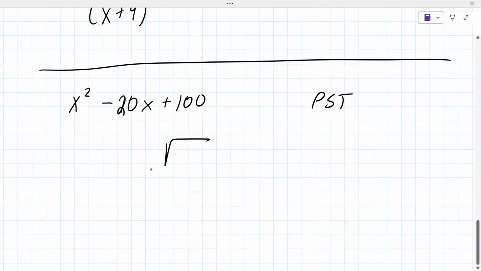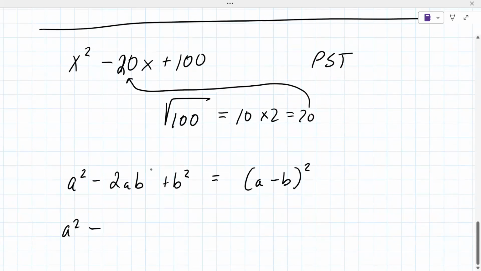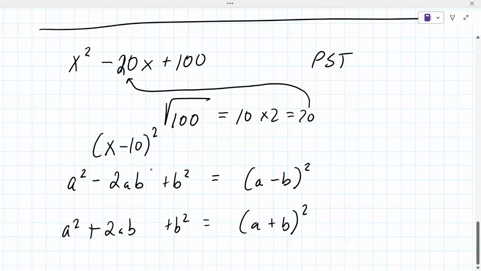Okay, now when you take the square root of 100, that's 10. 10 doubled is 20, and you might say, well, wait, that's not 20, it's negative 20. I'd be like, you're right. There's two forms of perfect square trinomials. There's a squared minus 2ab plus b squared, which is the one we have here. It becomes (a minus b) squared. And then there's the one we've been doing, which is a squared plus 2ab plus b squared equals (a plus b) squared. So it is okay for there to be a negative. This becomes (x minus 10) squared like that.